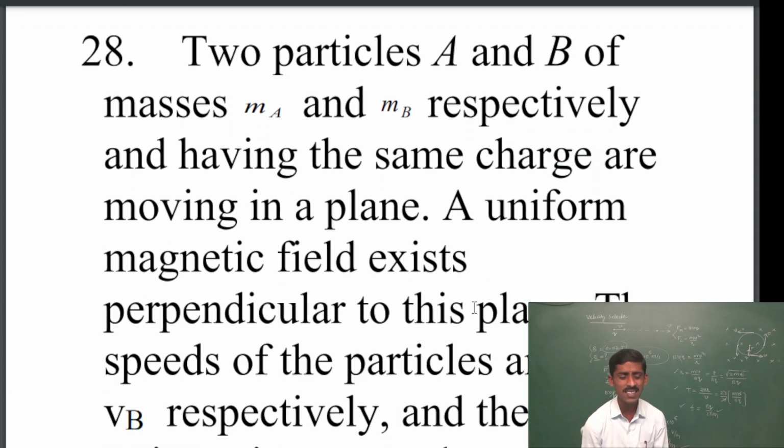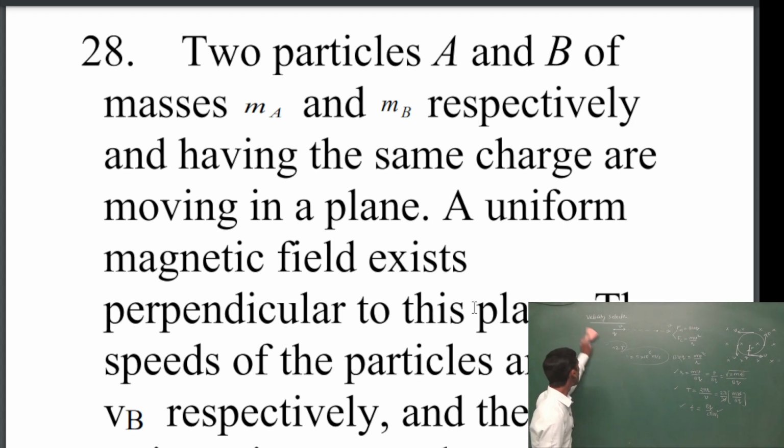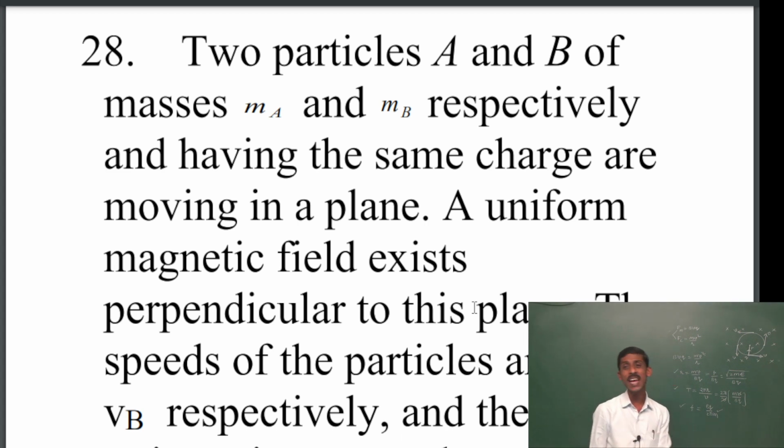So two particles are given, A and B. They have the masses MA and MB respectively, having the same charge. Moving in a plane, a uniform magnetic field exists perpendicular to the plane. So for both the particles, field is perpendicular. The speeds of the particles are VA and VB respectively.